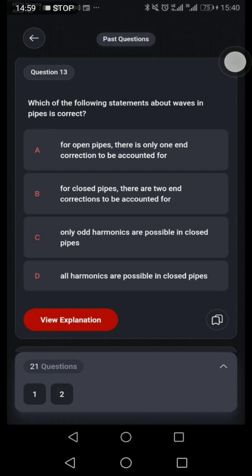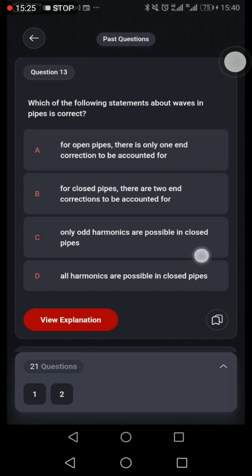Option C, only odd harmonics are possible in closed pipes. Correct. A closed pipe has only odd harmonics, but in an open pipe, every number 1, 2, 3 is there. Then all harmonics are possible in closed pipes. That's wrong. All harmonics are possible in open pipes, and in strings, but not in closed pipes. For closed pipes, it's only odd harmonics.